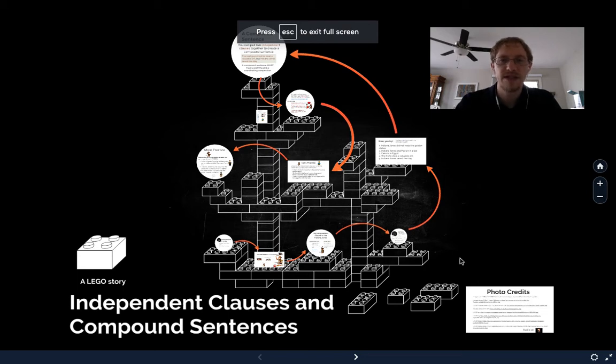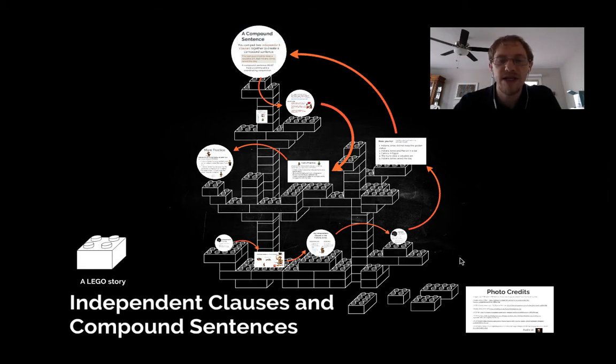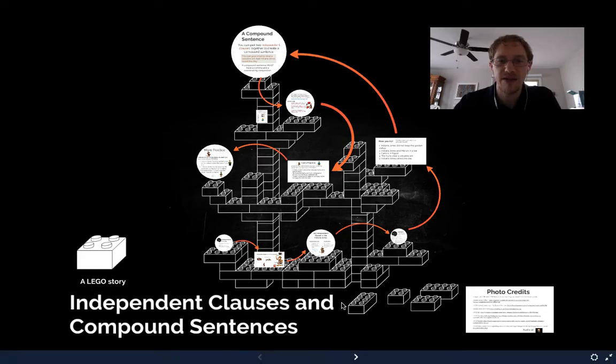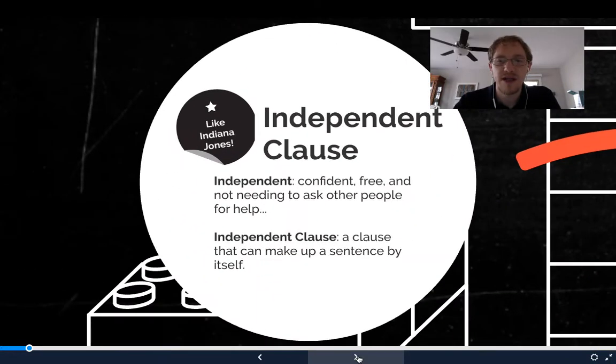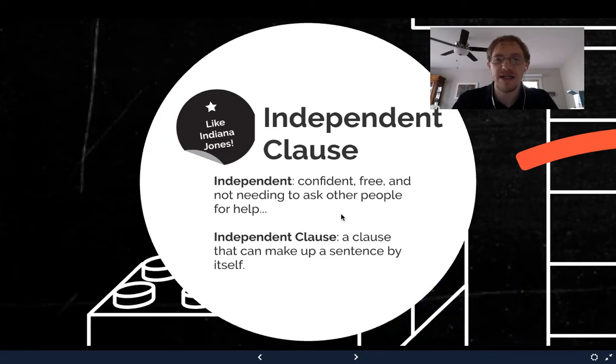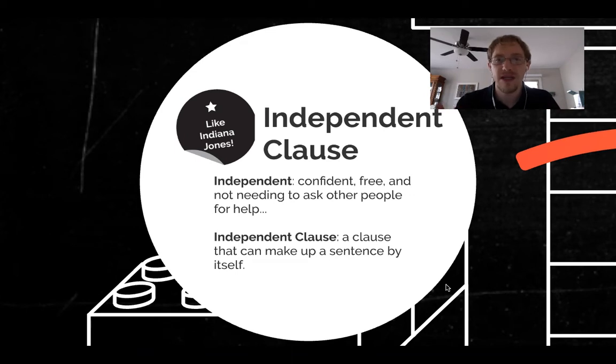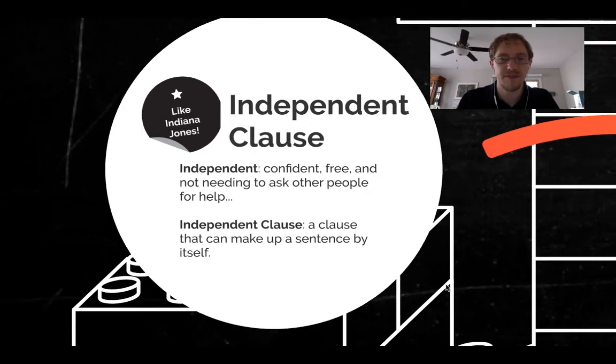Hello students, today we're going to discuss independent clauses and compound sentences. An independent clause is a clause that can make up a sentence by itself. The word independent means confident, free, and not needing to ask other people for help. So an independent clause is a clause that can stand by itself, that does not need help from anything else.